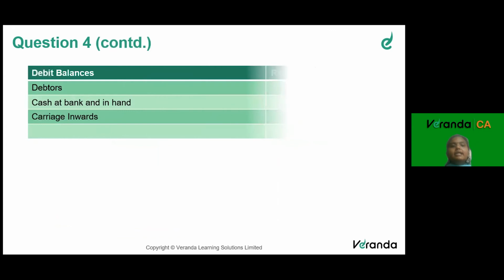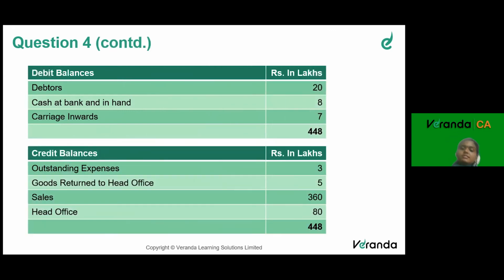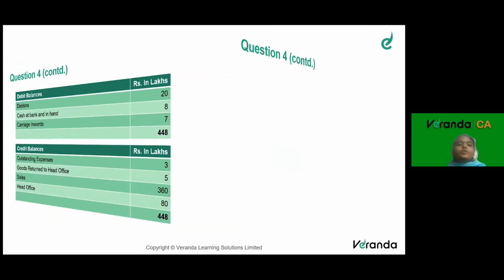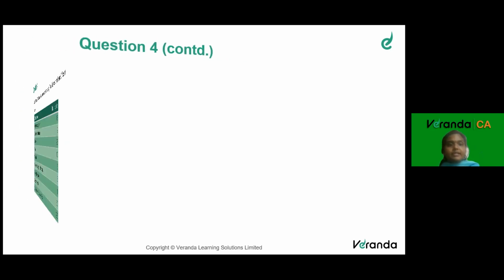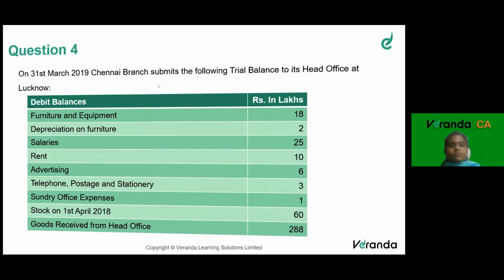The credit balances are outstanding expenses. Goods received from head office was there. However, out of that, you are returning some goods to head office. That's here. Sales is a credit balance. Head office is again a credit balance. Head office credit balance means they have given you 80, so 80 is on their account in your books. The branch is holding 80 on their behalf. Now you have to prepare the final accounts. That's the question, right? I have not yet read the rest of it.